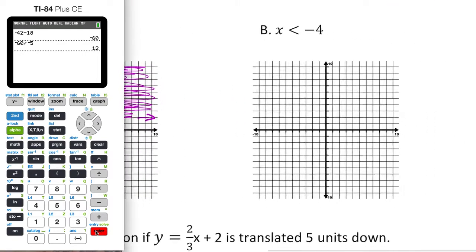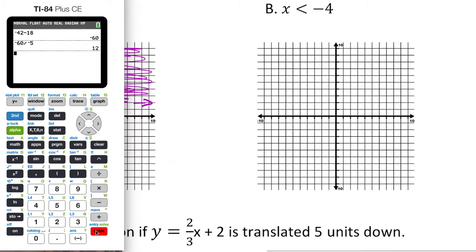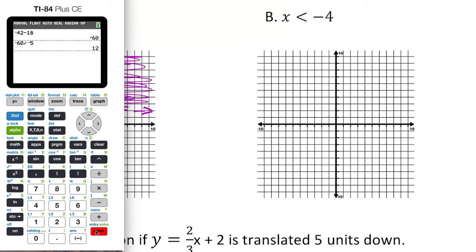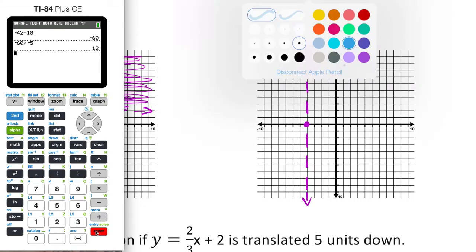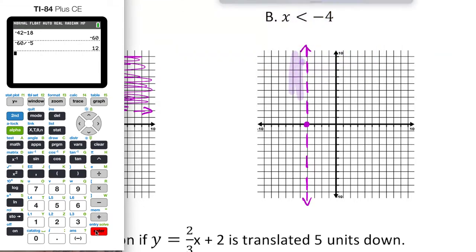Okay. X is less than negative 4. So if x is less than negative 4, we're going to plot negative 4. X is going to be a vertical line. Since we don't have the or equal to underneath the inequality sign, since it's just less than, it is a dashed line. And since x is less than negative 4, less than is going to be over here.